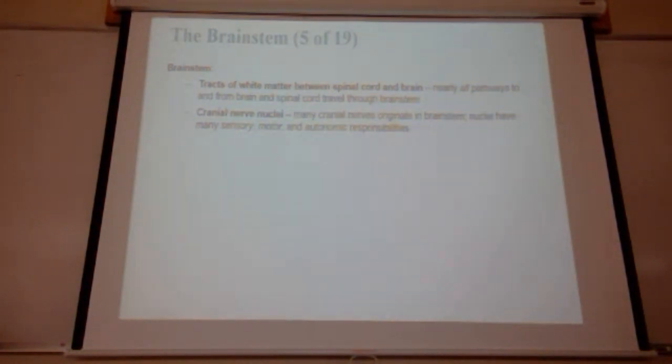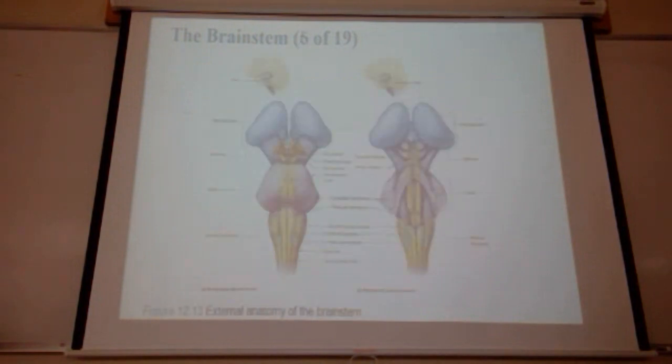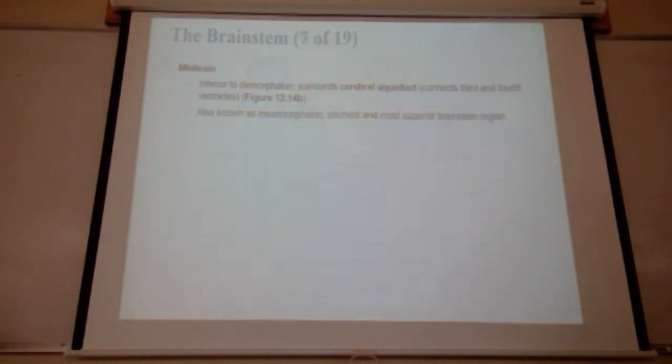There are tracts of white matter between the spinal cord and the brain. All of these pathways to and from the brain and cord travel through the brainstem. The cranial nerve nuclei, again, originate in the brainstem, and they play a role in sensory, motor, and autonomic responsibilities. And here's another view. Here's the diencephalon, and then here is the pons, the midbrain here, and the medulla oblongata leading down to the spinal cord. The midbrain is inferior to the diencephalon, surrounded by the cerebral aqueduct.